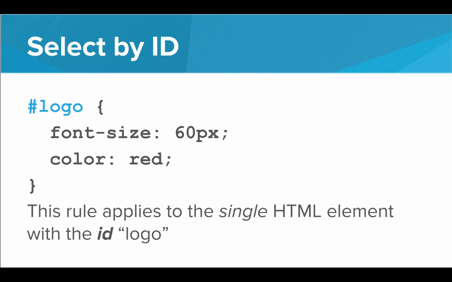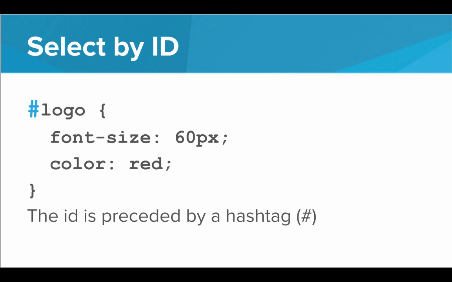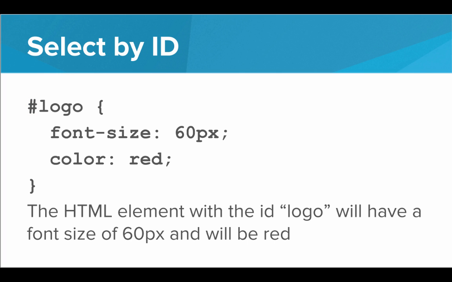So when we're writing CSS rules that select by ID, we are writing a rule that applies to a single HTML element. This rule applies to the single element with the ID logo. And to select by ID, we simply put a hashtag in front of the ID name. So we say hashtag logo, and then we define all the styles we want for that ID. So this rule says that the HTML element with the ID logo will have a font size of 60 pixels and it will be red.